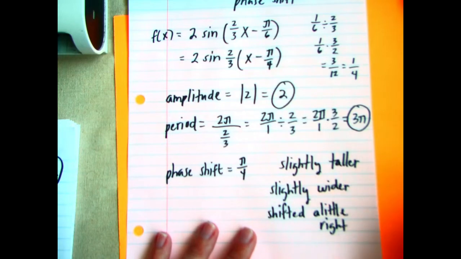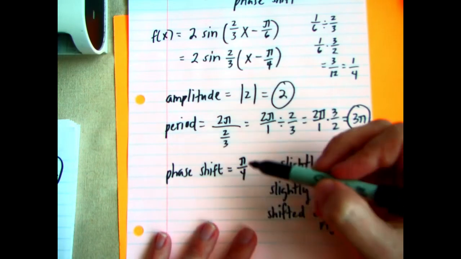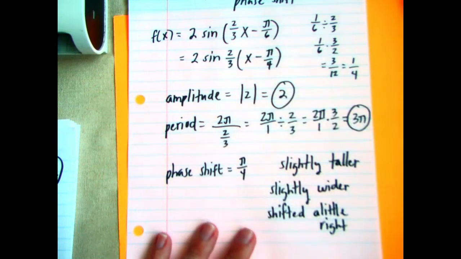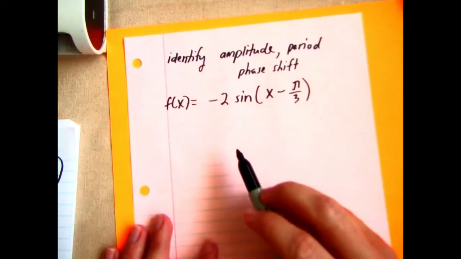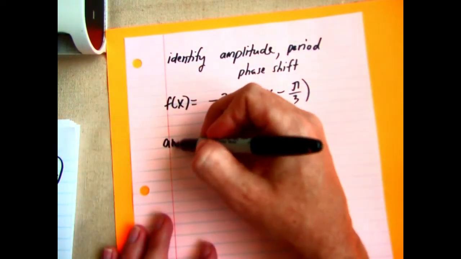And again, I use the term taller and wider a little bit loosely. It's kind of hard to have a taller sine graph or a wider sine graph. But I think you get the idea of what we're trying to explain there.